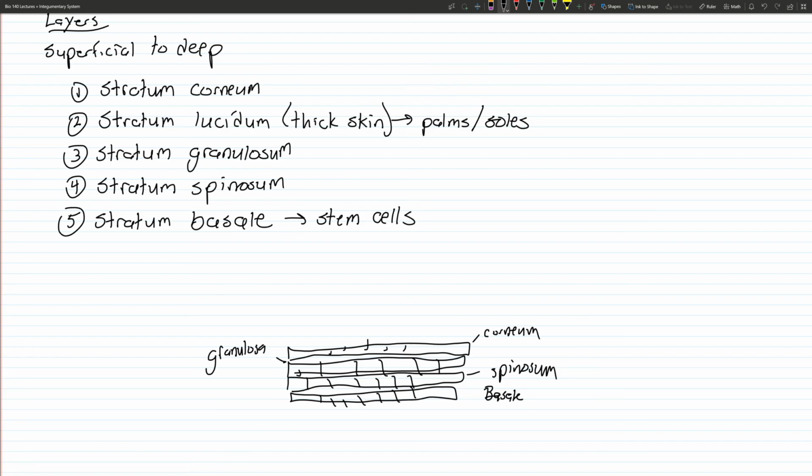Okay. So down here, stem cells sit down here. So if I need to grow new skin, I have to grow them from the basale, and the skin grows upwards. And eventually you're going to shed your skin. About every 28 days you shed your skin. Okay, so those are the layers of the skin: corneum, lucidum, granulosum, spinosum, and basale.